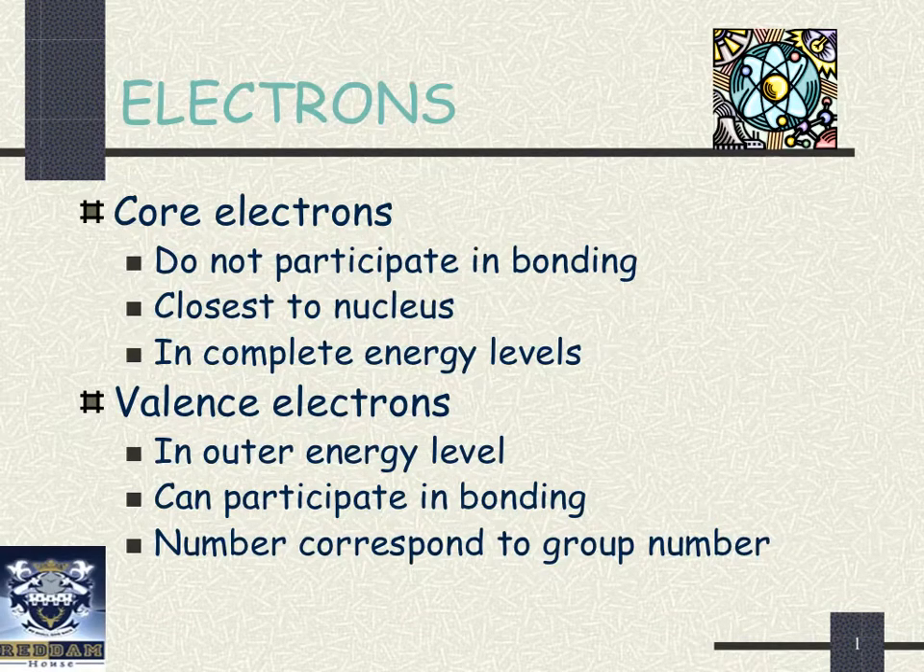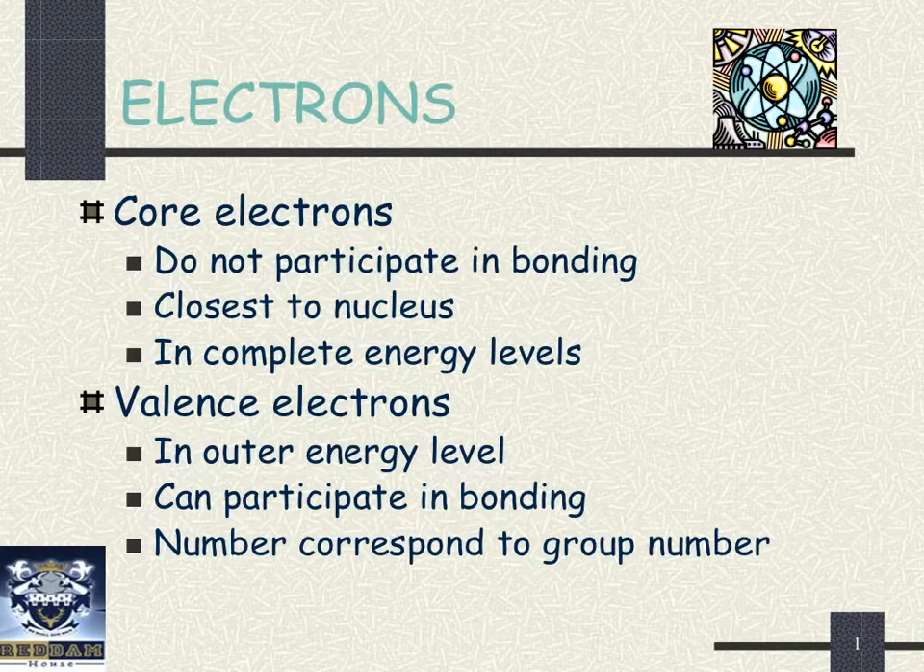When two atoms are bonding, they are going to bond using their valence electrons. The core electrons are in the middle of the atom, and they do not participate in bonding, and they are in complete energy levels. Bonding occurs when valence electrons try to stabilize the outer energy level, and they are the ones that participate in bonding.